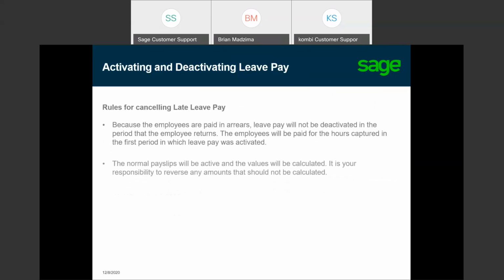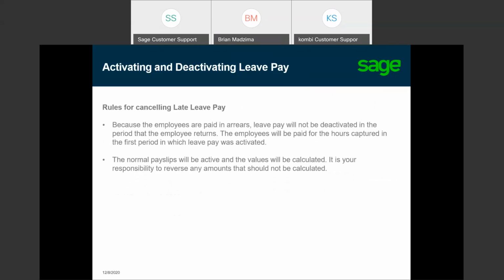So, rules for cancelling late leave pay. Because the employees are paid in arrears, leave pay will not be deactivated in the period that the employee returns. The employees will be paid for the hours captured in the first period in which leave pay was activated. So the normal pay slips will be active and the values will be calculated.